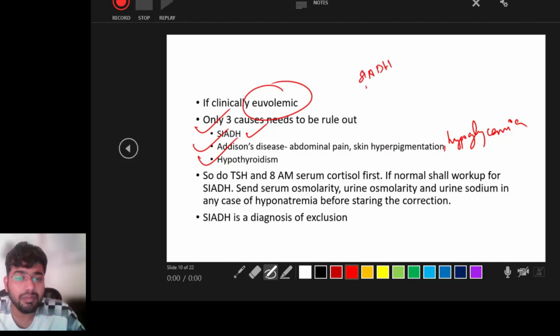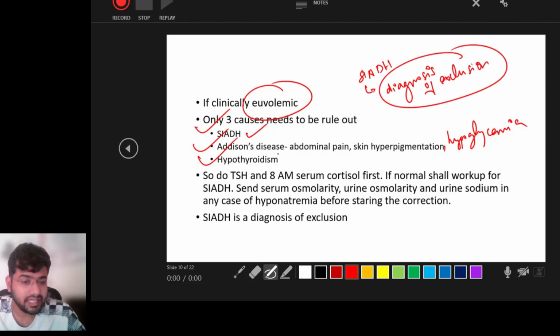But remember, SIADH is a diagnosis of exclusion. Hence, you have to do a TSH level and an 8 a.m. serum cortisol level before proving SIADH. So once you do that and the report comes normal, and if the patient is euvolemic, then the most likely diagnosis will be SIADH. We will discuss SIADH in detail in a few slides.